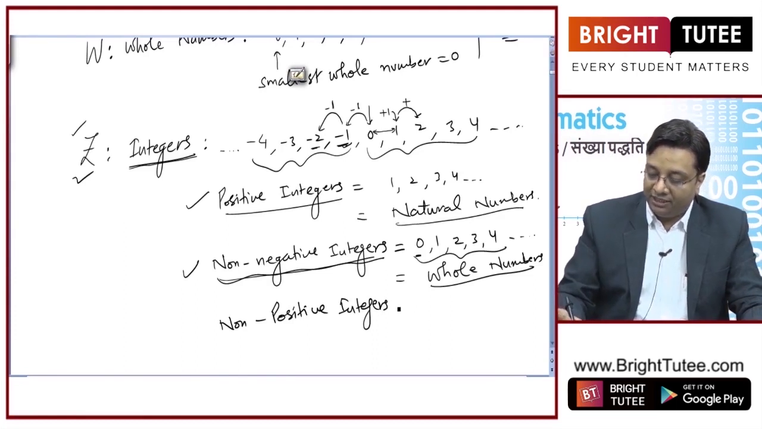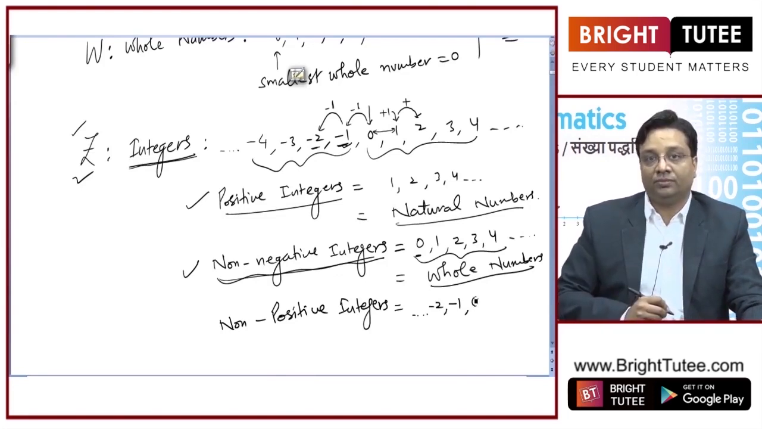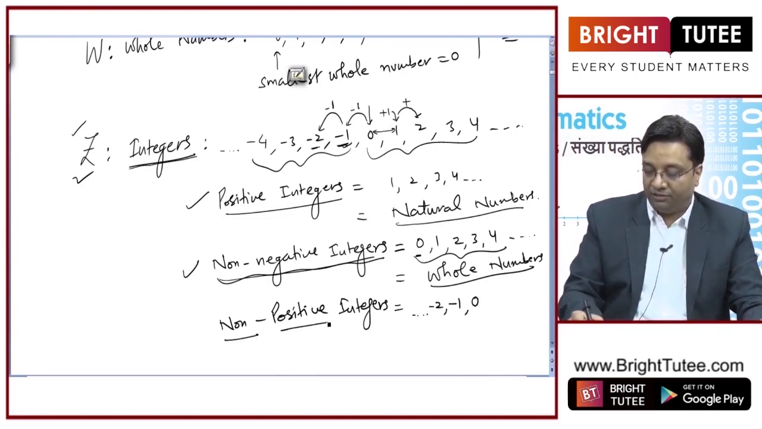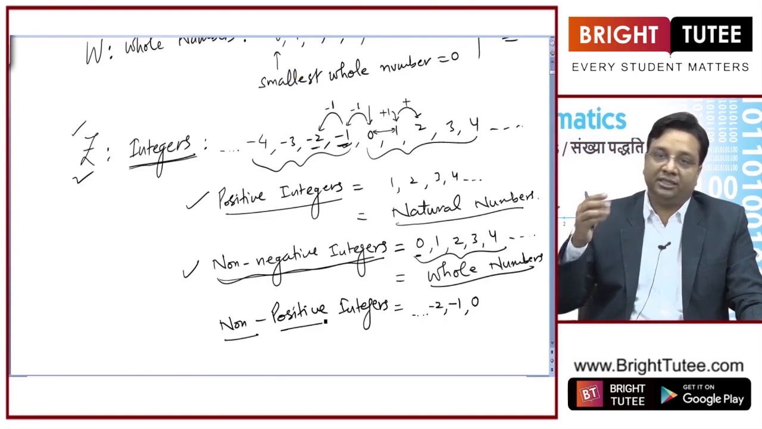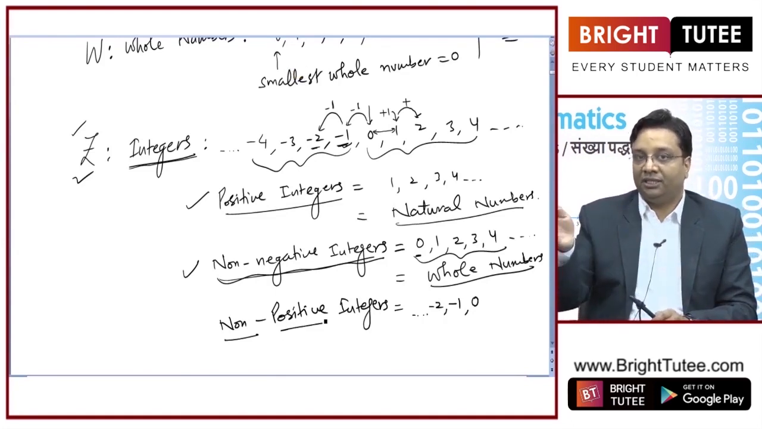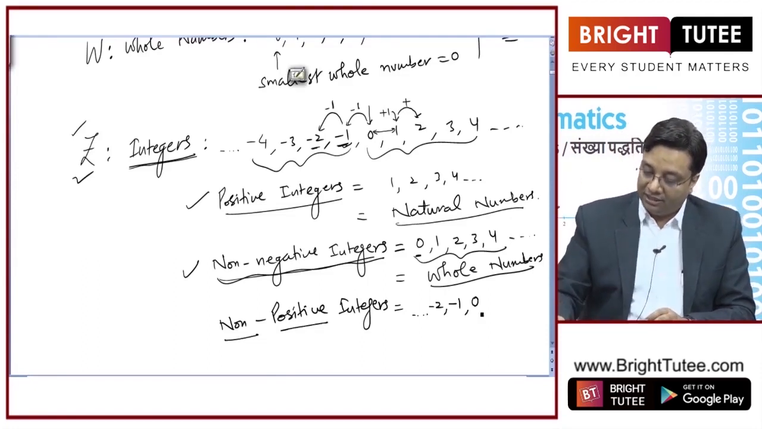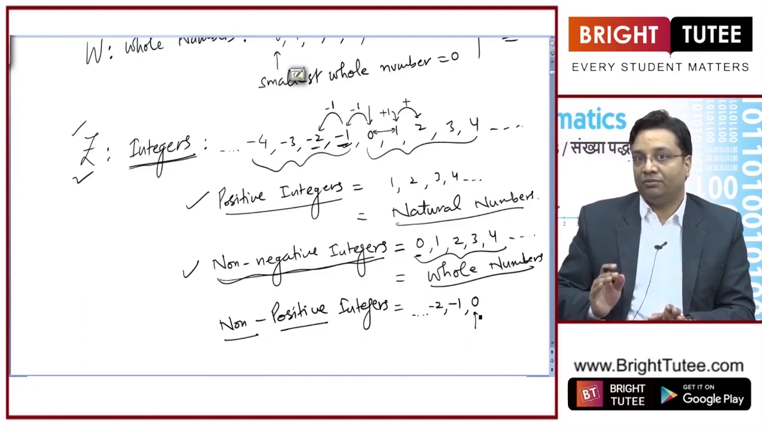Non-positive integers will include negative integers. Let us start from -2, -1, and it will also include 0. Non-positive, so they cannot be positive but they can be 0. After 0 the positive integers will start, right? After 0 there will be 1. 0 is neither negative nor positive.